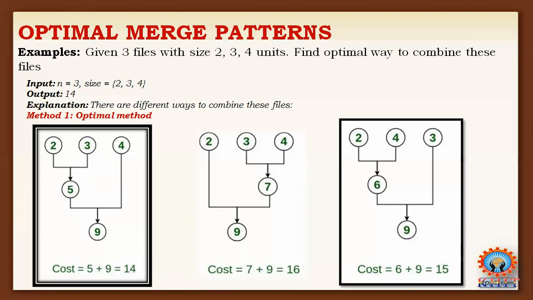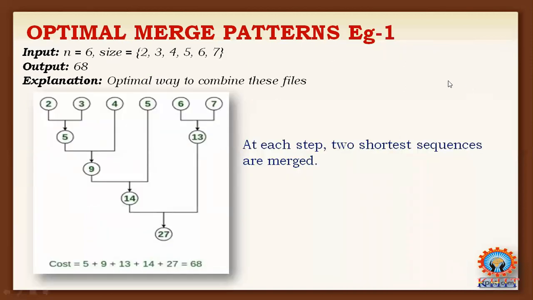Friends, we will move to another problem: how to solve it using the optimal merge pattern. Consider this another example. In this example, the given problem size is 6. That means there are 6 different files. The total number of files is 6 and each file has its own size. The problem statement is how many minimum comparisons are required to merge those 6 files.